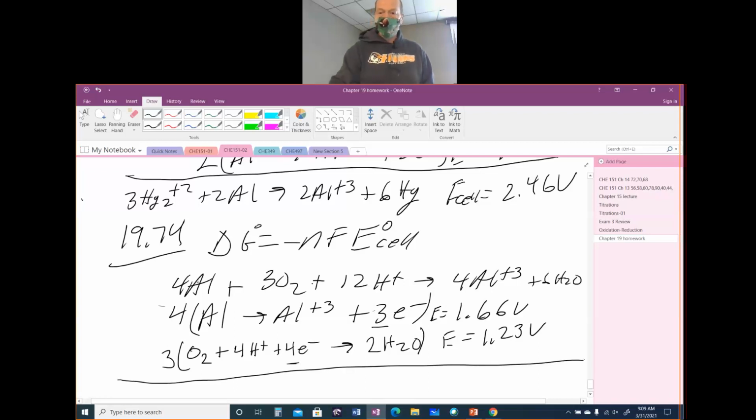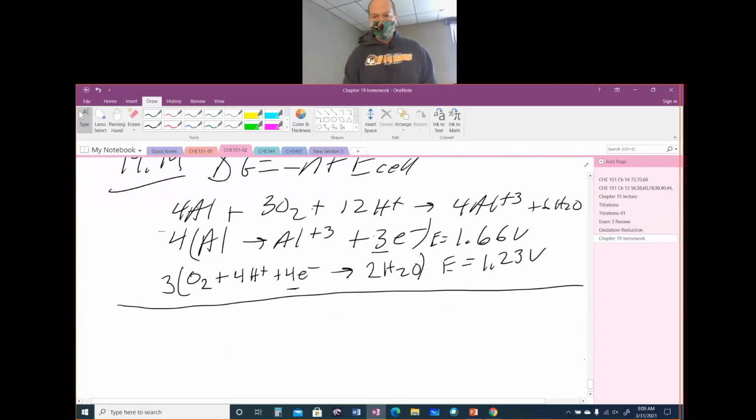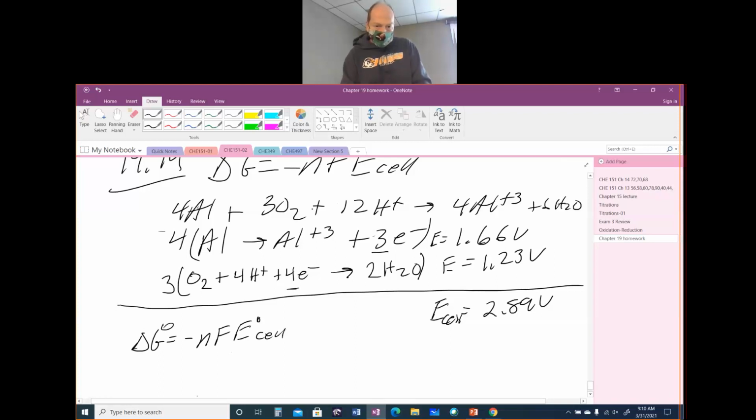All right, and so you add that up, you get the reaction that they gave you. What you're looking for is the E cell, so that is simply add those up. That is a 2.89. That is a spontaneous reaction. Delta G will be negative. All right, so delta G is equal to negative nFE naught cell. That's the standard delta G. So you just plug in your numbers.